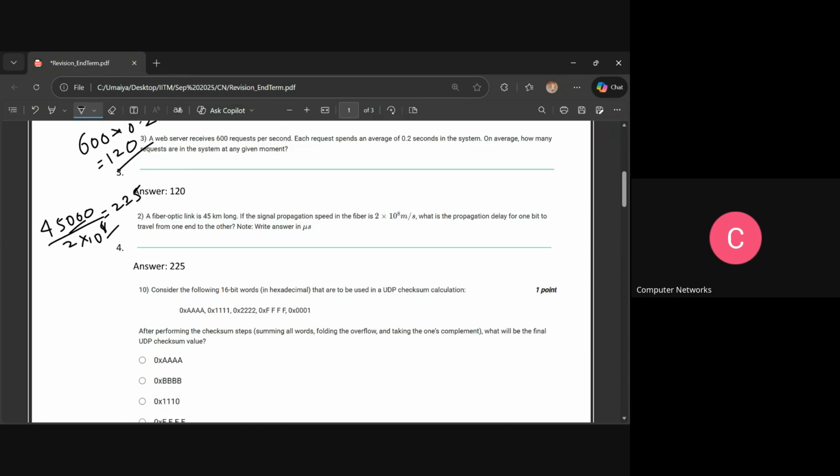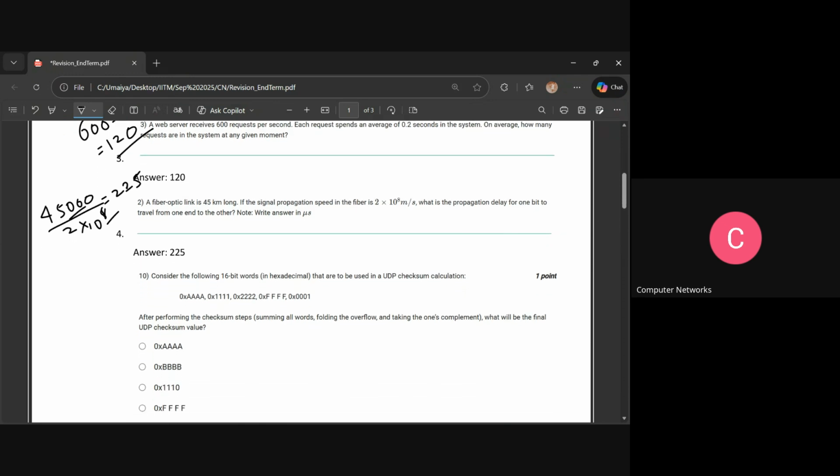So here is the next question. Consider the 16-bit words. They have given some values here: 0x triple 4's and then 4 ones. After performing the checksum steps, first we have to add everything, then we have to fold the overflow, which means whatever is the extra bit, we have to add it back. And then we have to take the ones complement. So first we have to add. The first value is 0x all a's. All a's plus 1, what will happen? All ones.